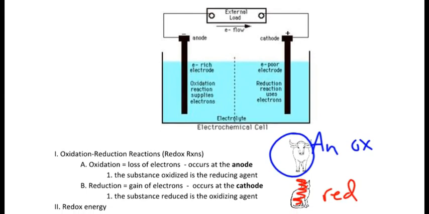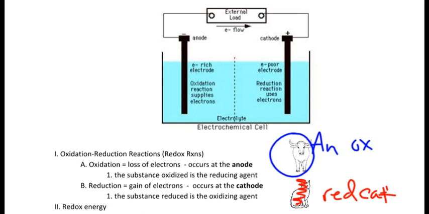Reduction is the gain of electrons and occurs at the cathode. So what do you notice about my cat? It's red. Red cat. Therefore, I call it my reduction occurs at the cathode. I just make red cat. So it occurs at the cathode. The substance that is reduced is called the oxidizing agent.